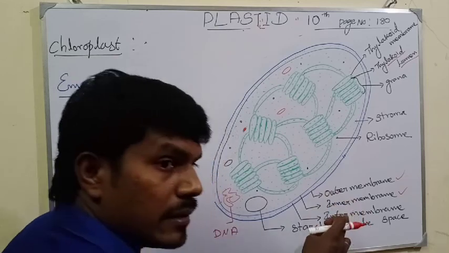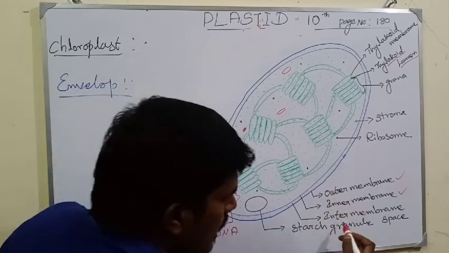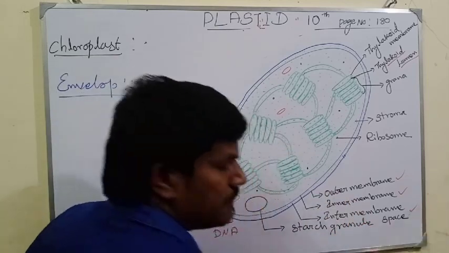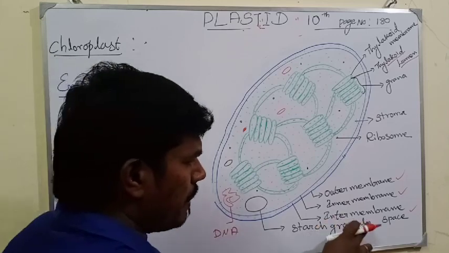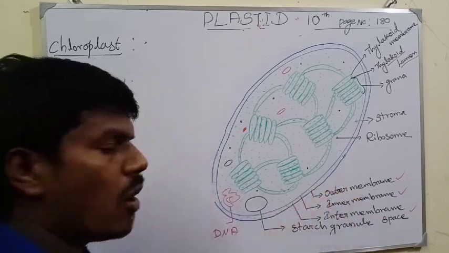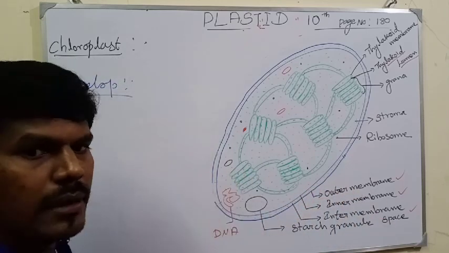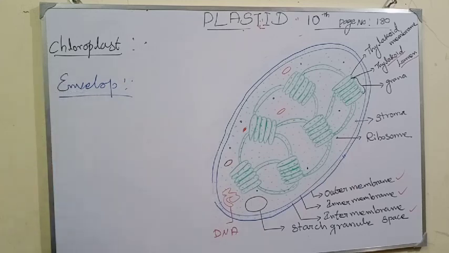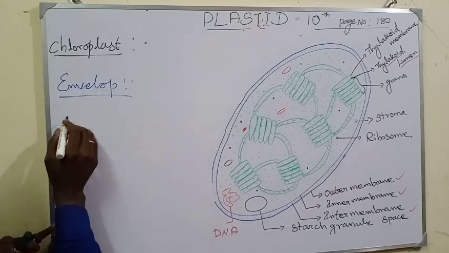The space between the membranes is called the intermembrane space. So, the intermembrane space is what separates the outer and inner membrane. And the second one, stroma. The second one was stroma.